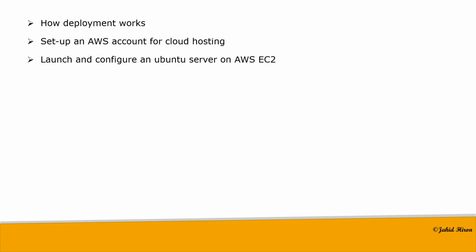Once your AWS account is ready, we'll launch an Ubuntu cloud machine on AWS and configure the server by installing the necessary packages. We will also cover how to install and configure Nginx on the server, which will act as our reverse proxy.